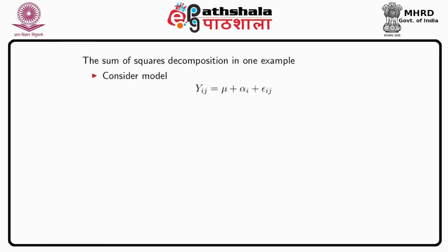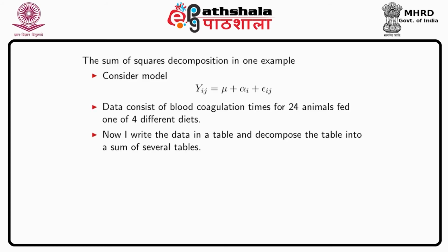In the next example, let's consider a model Yij equals mu plus alpha i plus epsilon ij, where alpha 4 equals minus the sum of alpha 1, alpha 2 and alpha 3. So the data consists of blood coagulation time for 24 animals fed one of 4 different types of diets. So each of these alphas corresponds to one of the 4 different types of diet.